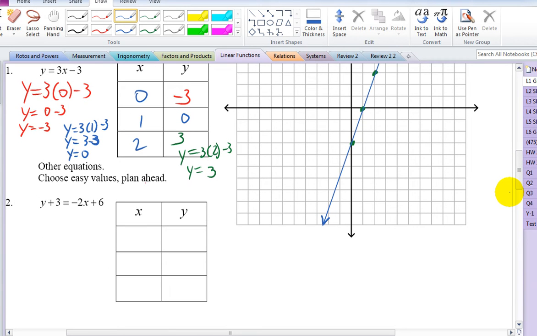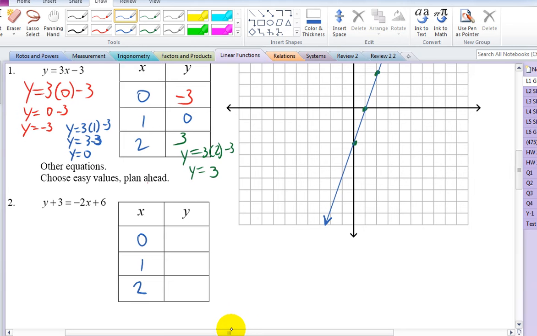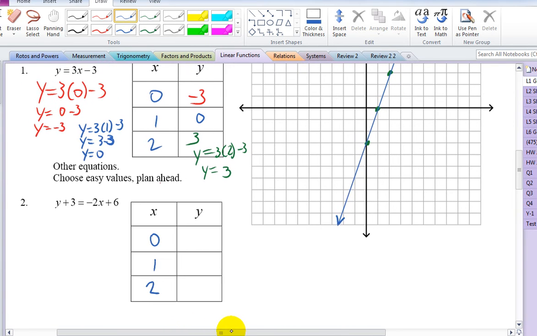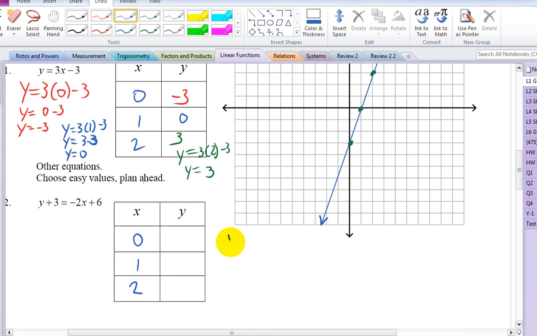Okay. Now we have another equation. Choose some easy values for x. What are some easy values? The easiest ones are 0, 1, 2, or 1, 2, 3, something like that. Go for it. Substitute in and find your y values. That's going to be a little more challenging now. So we have y plus 3 equals -2 times 0 plus 6. So this 0 gets substituted in.